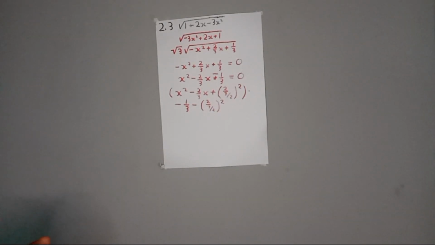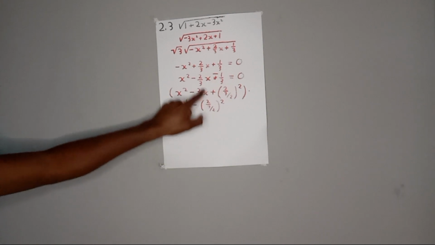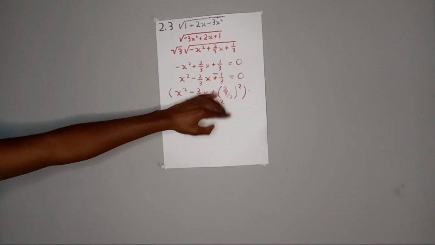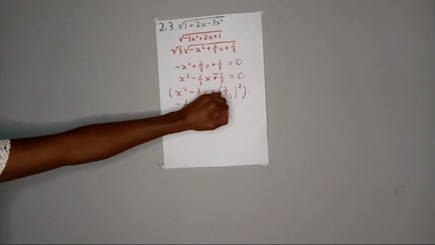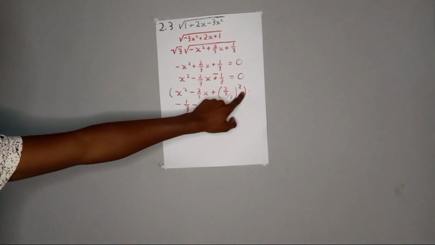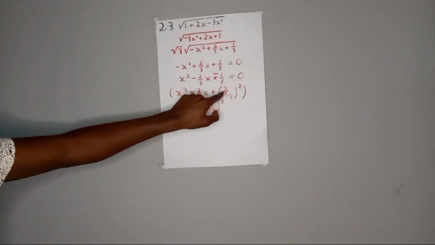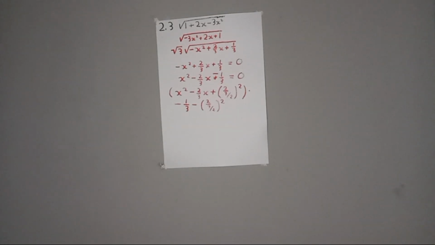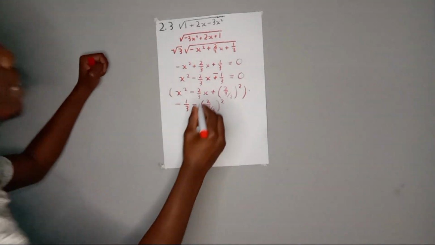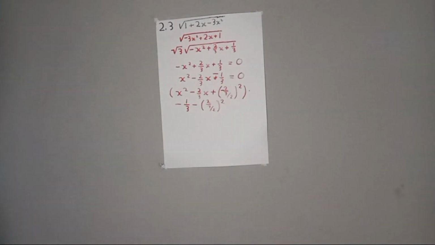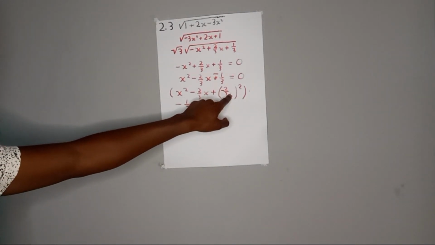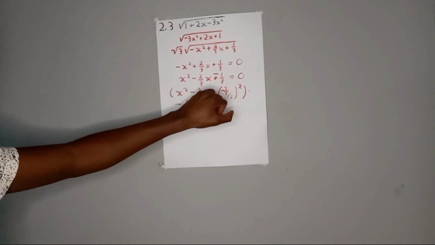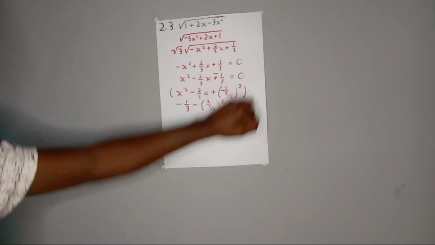Okay, let me repeat the whole process again so you guys get it engraved in your skulls. So what we did was put everything in brackets and added the coefficient divided by 2 squared. That's completing the square. Wait, I'm making another mistake here. I'm not putting the minus there. So we added the coefficient of the second term divided by 2 squared.